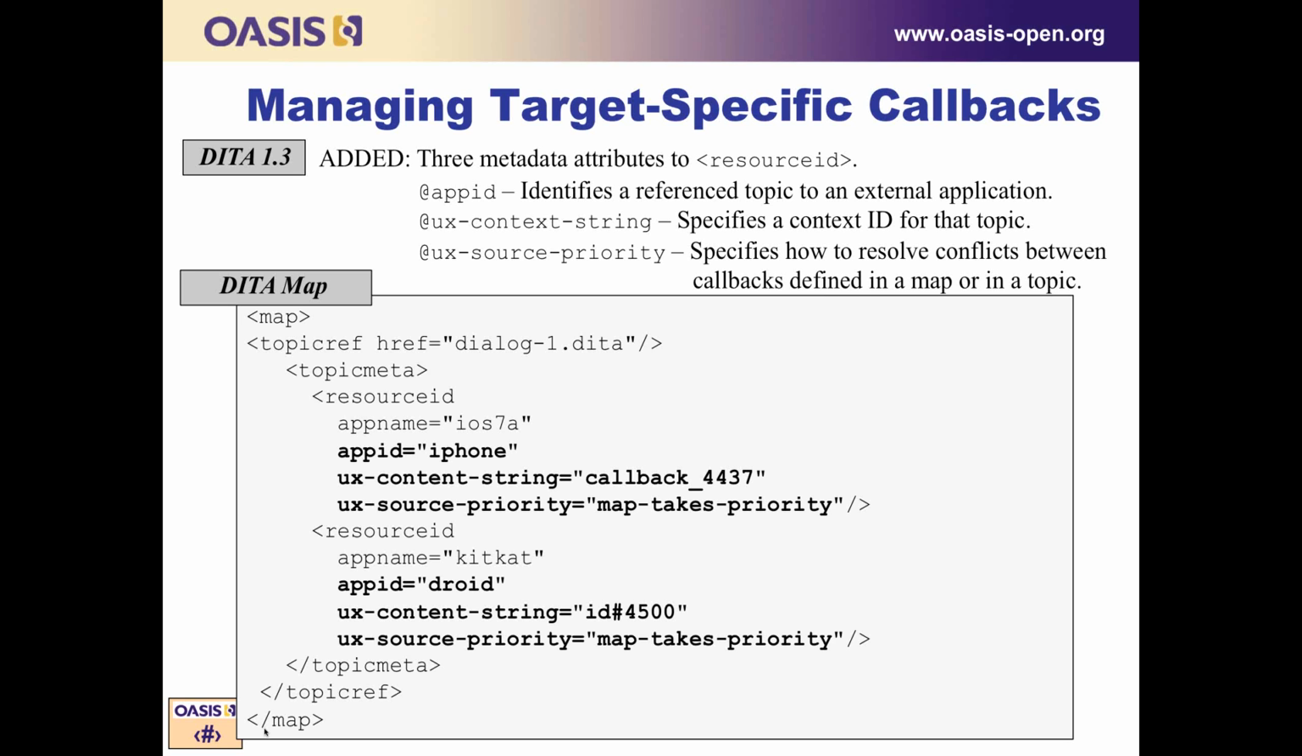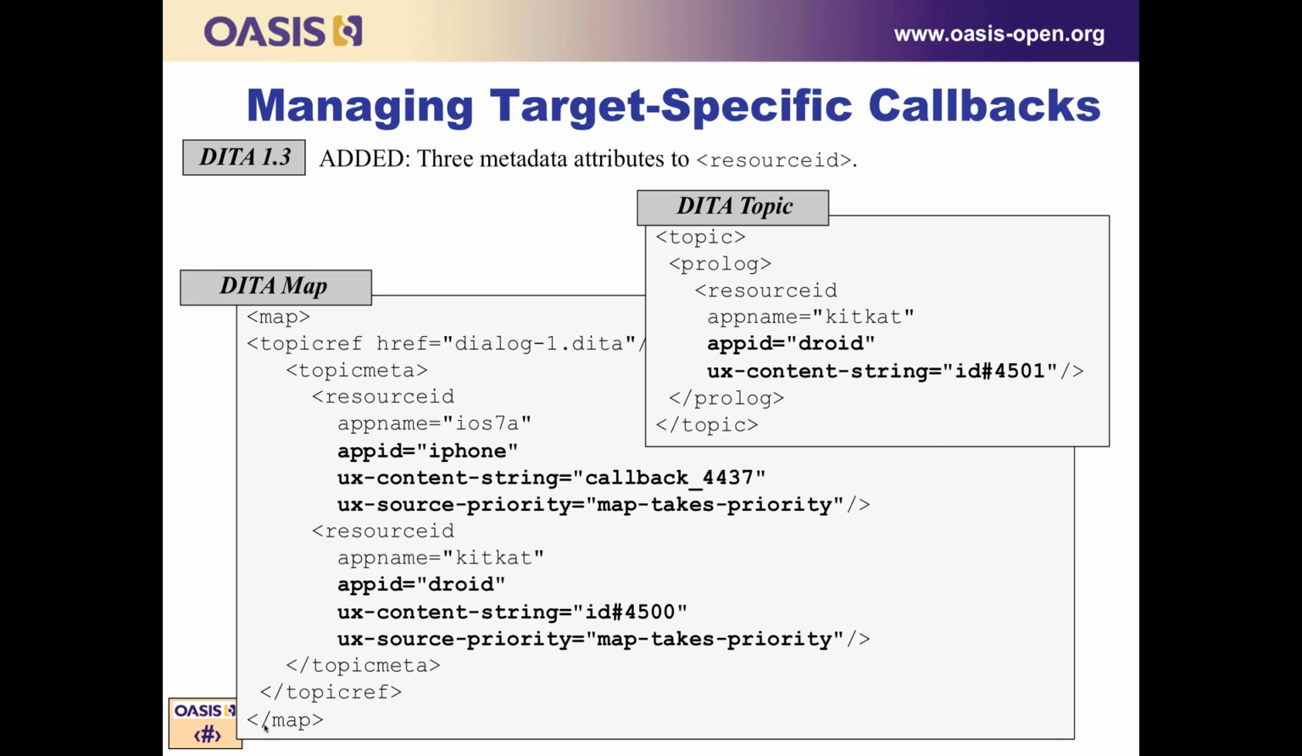Next slide, Joanne. Thank you. You can also add this updated resourceid metadata to the prologue of an individual topic if you want that information to go wherever the topic goes on its own. If a processor encounters callback metadata for a topic that is defined both in the map and in a topic prologue, it can read the value of that third new attribute called uxsourcepriority and determine precedence.